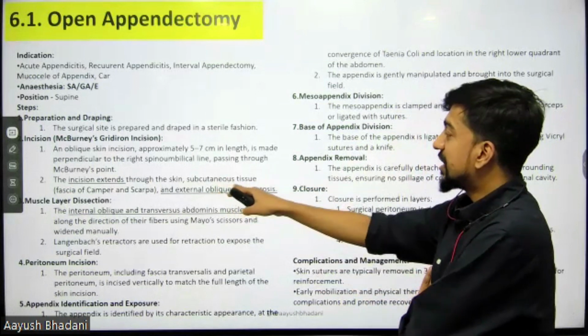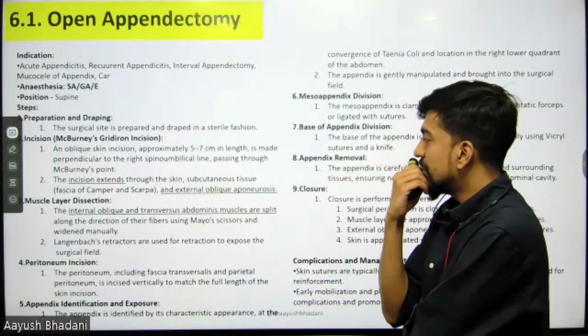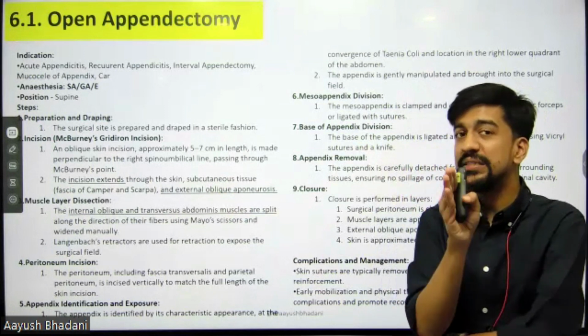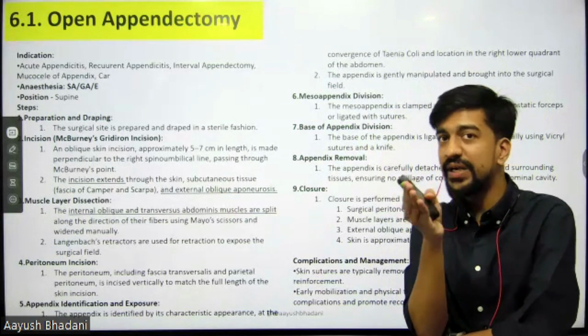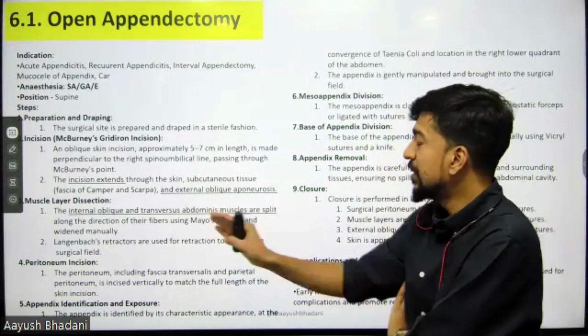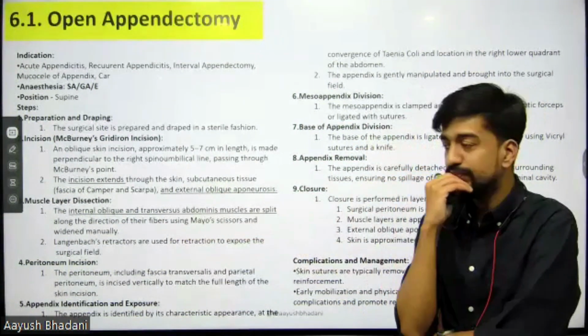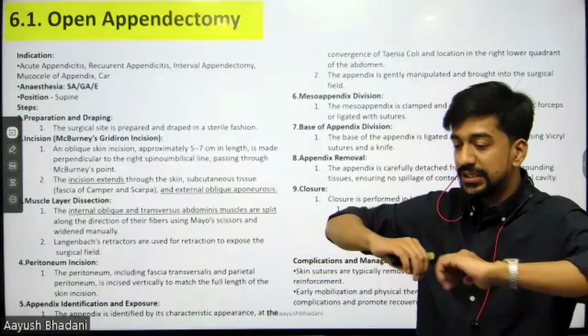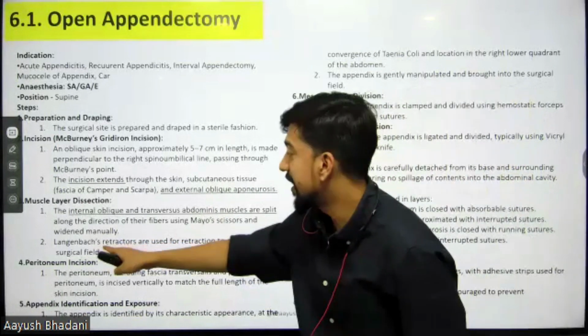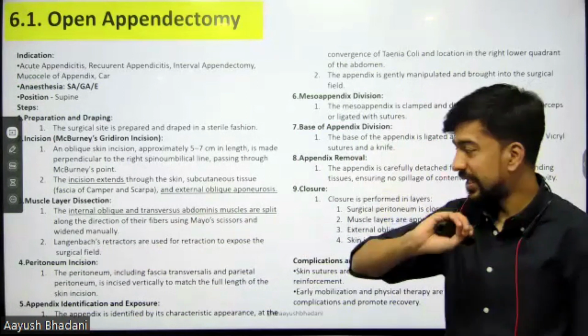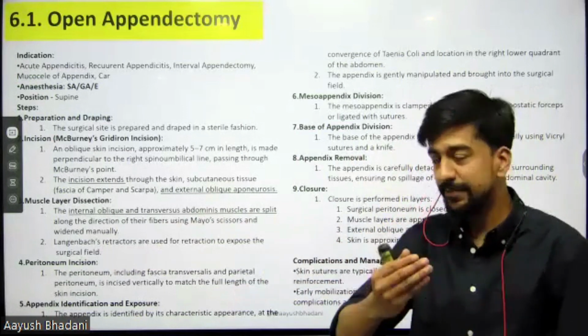Great. Then we cut the external oblique. Okay. So we understood that the internal oblique is running perpendicular or in a different direction to the external oblique. Okay. So the internal oblique and the transversus abdominis muscles are split. How? Split with a Mayo scissor and retracted with Langenbeck's retractor. We know all this, right? Great. What is the next thing?